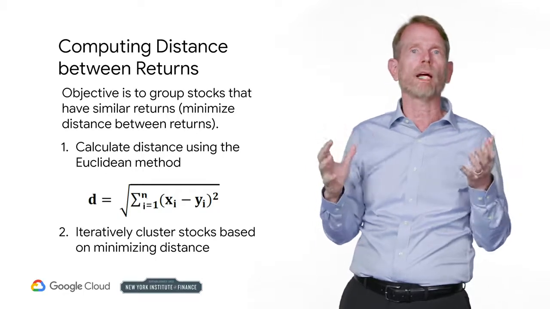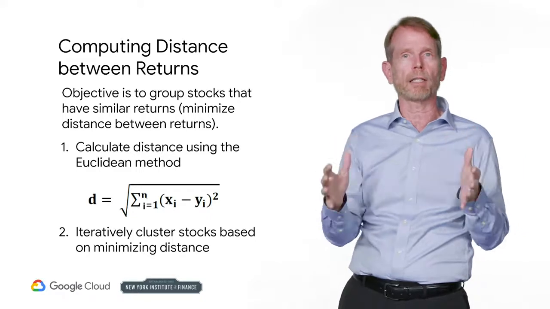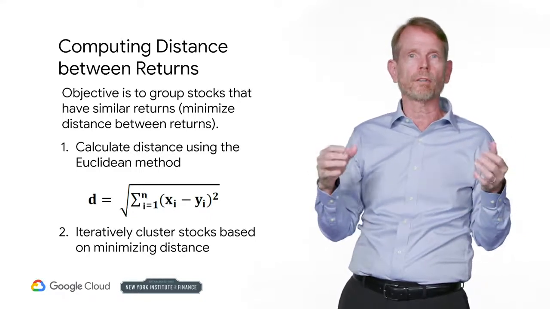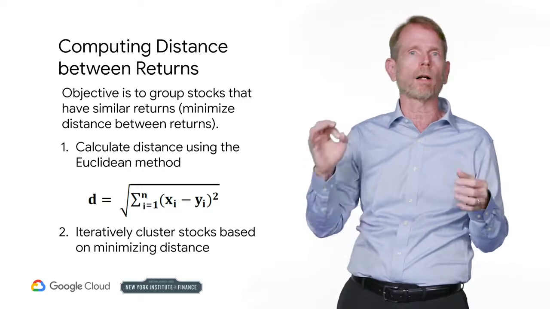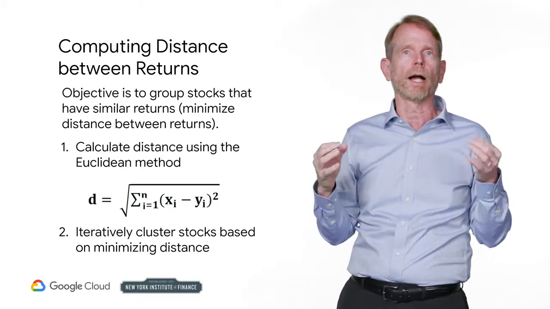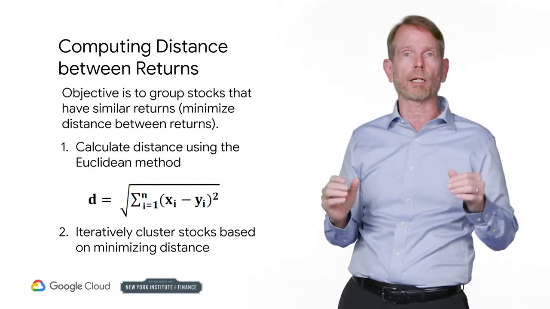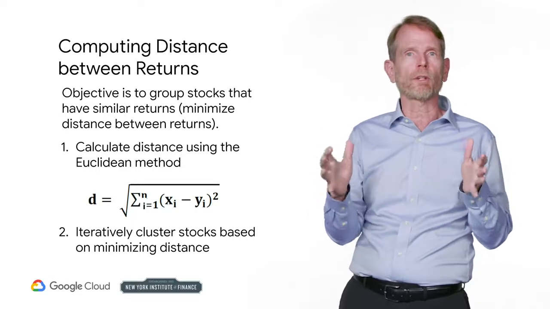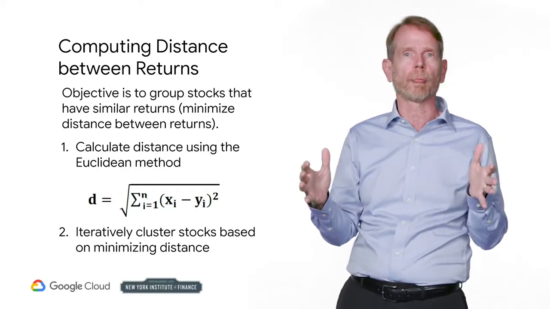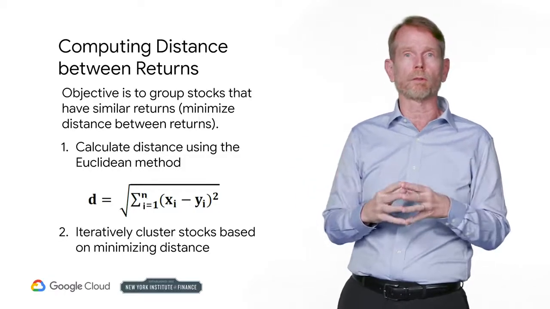You have a variety of ways you can do this. We'll use the Euclidean method of calculating distance. The formula is d equals the square root of the sum of (x minus y) squared, where x is the location of the first point and y is the location of the second point. Note that Euclidean distance is the shortest distance between 2 points. There are other ways to compute distance. We will not explore these.